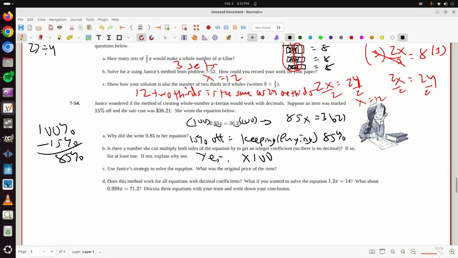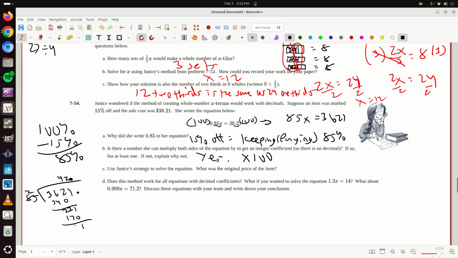Use Janice's strategy to solve the equation. What was the original price of the item? Well, I guess at this point we need to divide 3,621 by 85. So thanks for that, book. I guess 85 goes in here. I'm going to guess 4 times. And then I guess we're going to say 2. So that's going to be 170. And at that point we're going to meet our decimal.